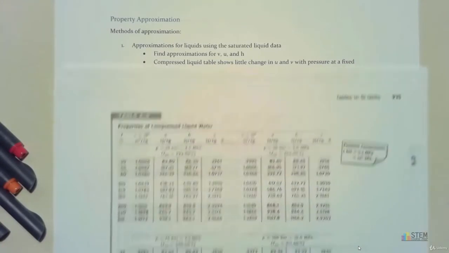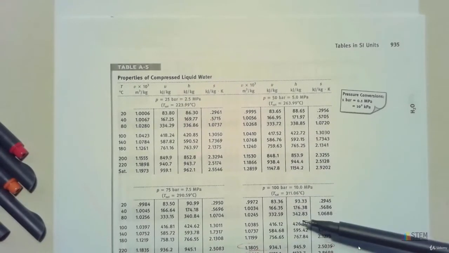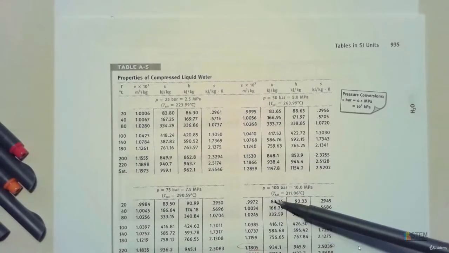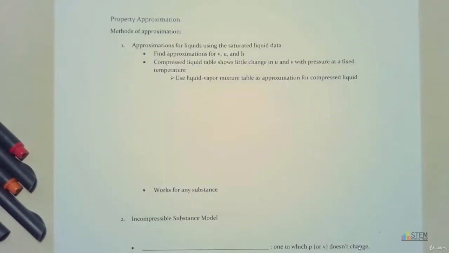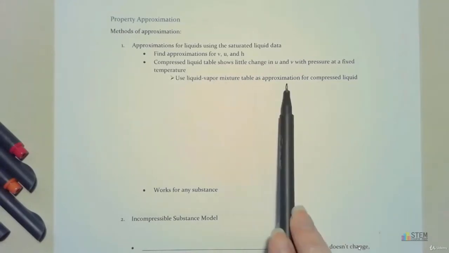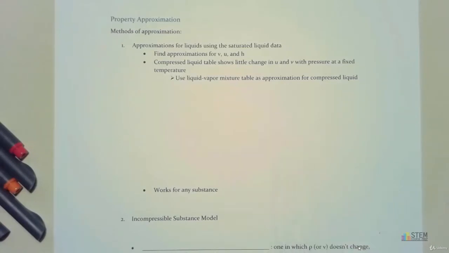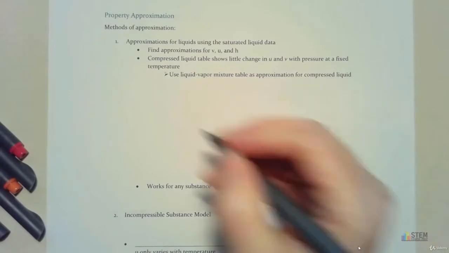And as you work your way down the table, even though we are increasing pressure quite a bit, these values aren't really changing a whole lot. They're changing a little, but not a lot. Okay, so because of that, we can use the liquid vapor mixture table as an approximation for compressed liquid. Okay, so that's what we're going to do.